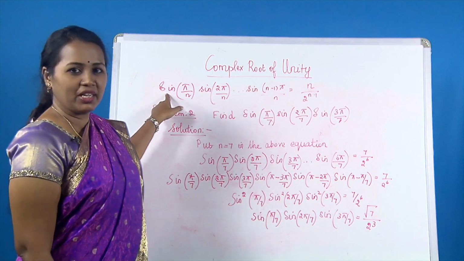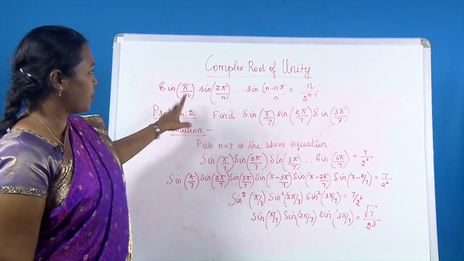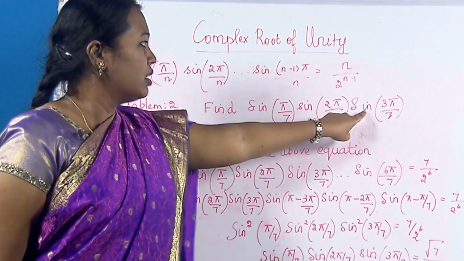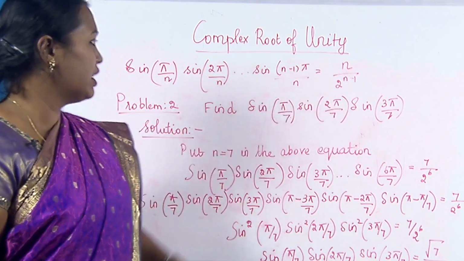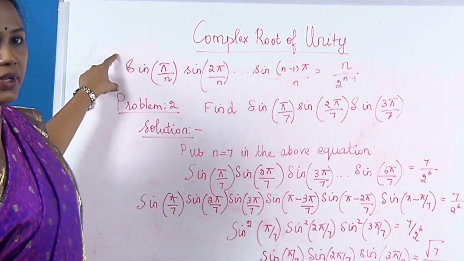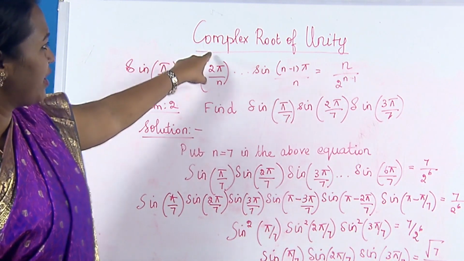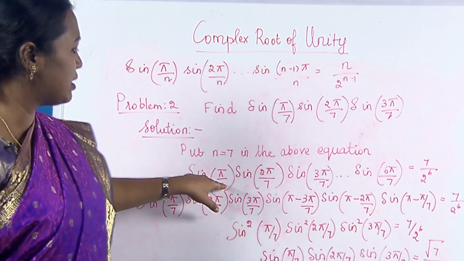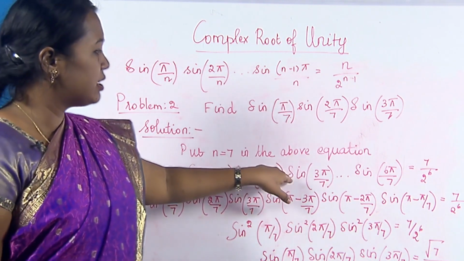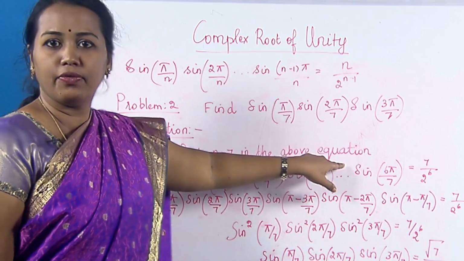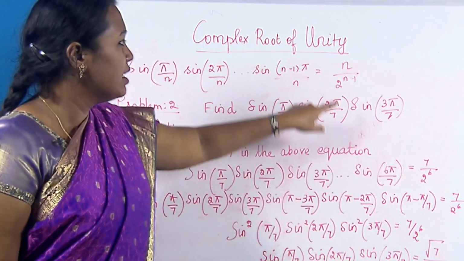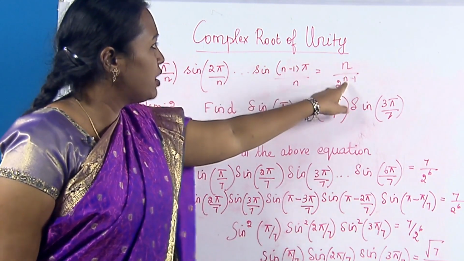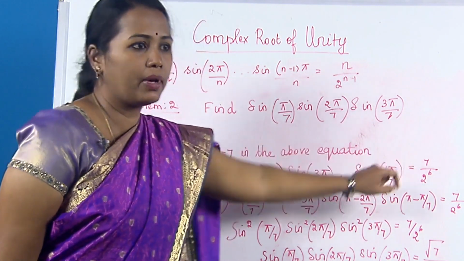Now this is the result we just derived, and this is the problem we are going to do. We have to find the value of sin pi by 7, sin 2 pi by 7, sin 3 pi by 7. So the product of these 3 terms. So we know this equation. Let us put n equal to 7 in this equation. So in that case we get sin pi by 7 times sin 2 pi by 7 times sin 3 pi by 7, sin 4 pi by 7, and so on up to sin 6 pi by 7, because n minus 1 is 6, and n by 2 power n minus 1, therefore we get 7 by 2 power 6.